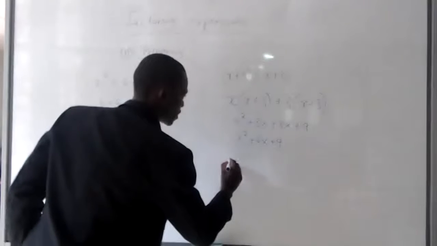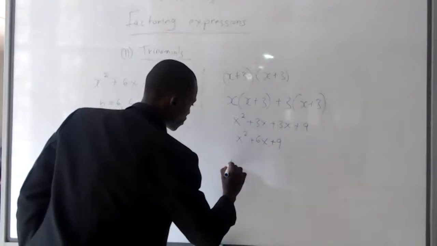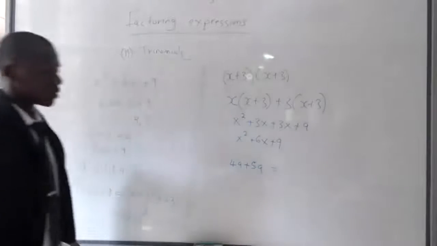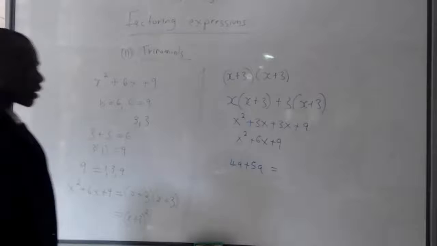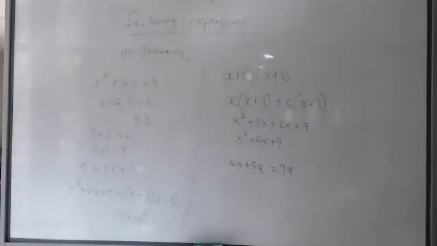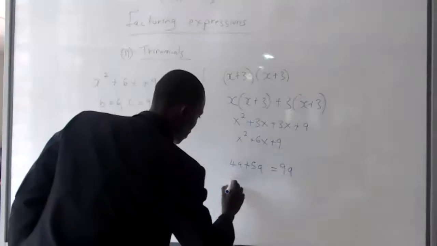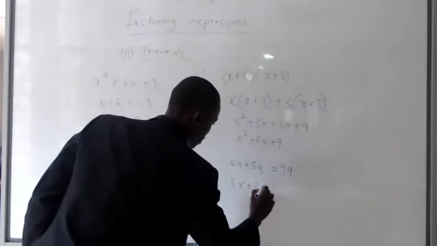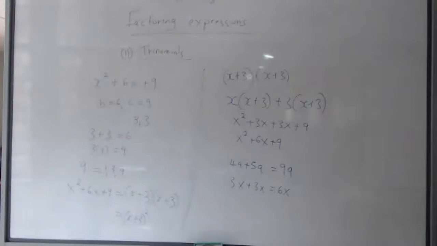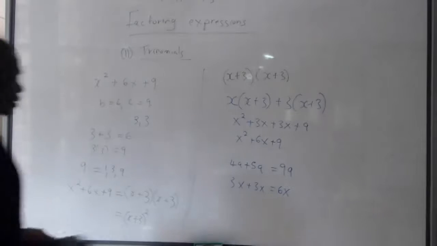What do you get when you add 4a plus 5a? 9a. Not 9a squared. So similarly, 3x plus 3x is going to be 6x. Is that okay? Yeah. Okay.